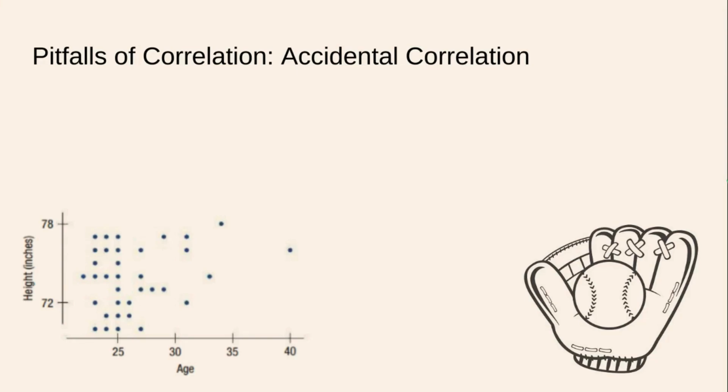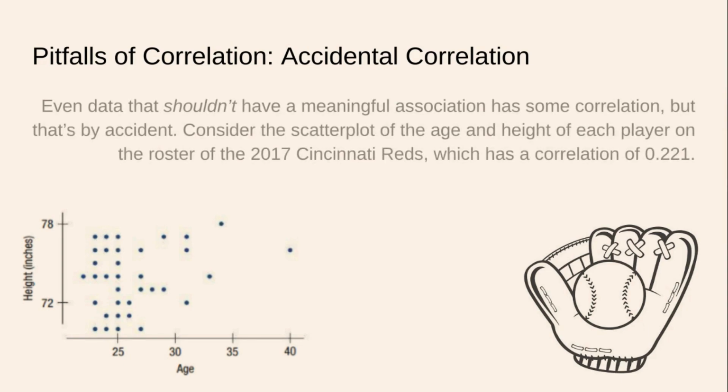Now we get to talk about something almost a little humorous. This is accidental correlation. Even data that should not have a meaningful association, where there's no reason to think variables are related, has some correlation. If you were to make a scatter plot, it's going to have some kind of trend, but that is by accident. This is a scatter plot of the age and height of each player on the roster of the 2017 Cincinnati Reds, which has a correlation of 0.221. Now, this number is not 0. So, though it is weak, there is a positive correlation.